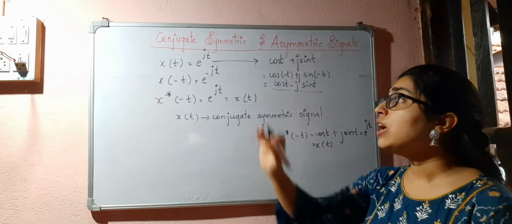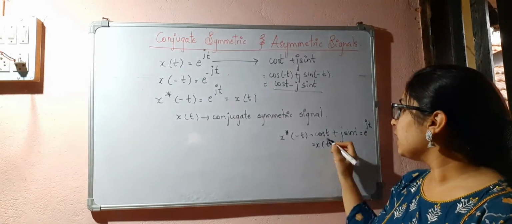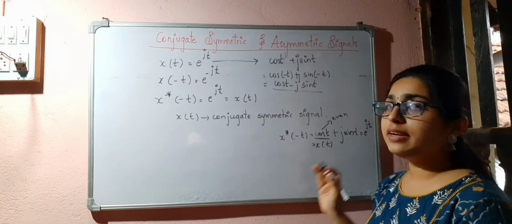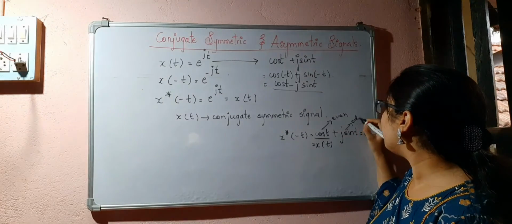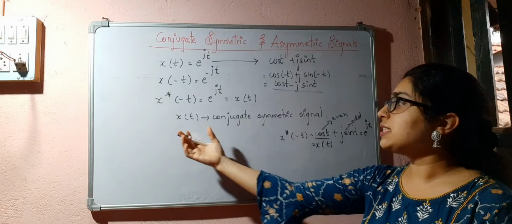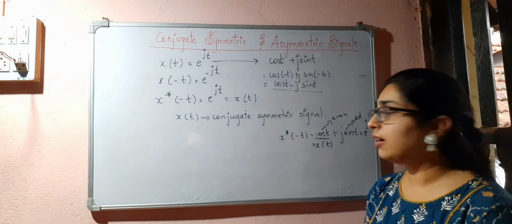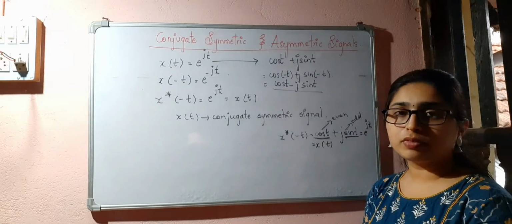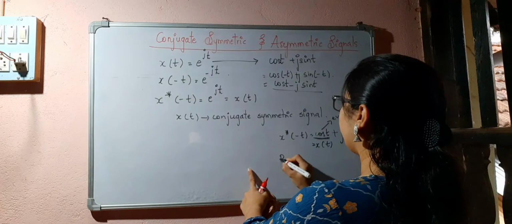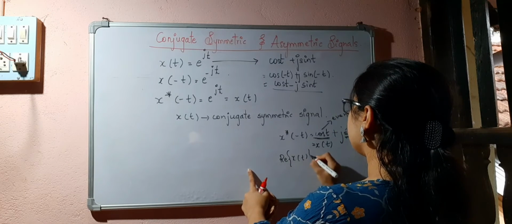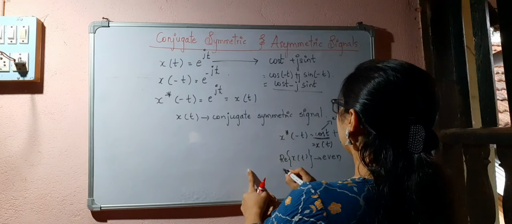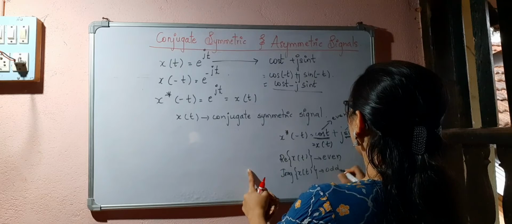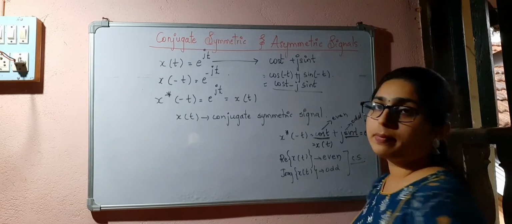Another thing you can notice here: cos t is an even signal, right, and sin t is an odd signal. So for the signal to be a conjugate symmetric signal, the real part should be even and the imaginary part should be odd. If the real part of x of t is even and the imaginary part of x of t is odd, then I can call this signal a conjugate symmetric signal.